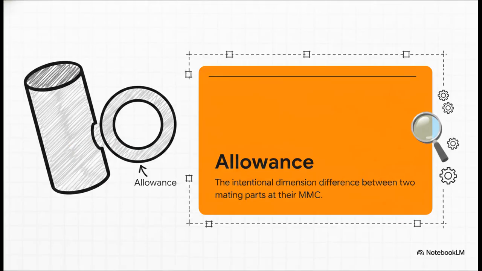And finally, Section 5, allowances and fits. We have talked a lot about tolerance today, but we really have to contrast that with allowance. Tolerance is the acceptable error allowed on a single individual part. Allowance, though, is the intentional, designed relationship between two parts at their maximum material condition. It's the minimum hole size minus the maximum shaft size. Essentially, it is the deliberate gap or lack of a gap engineered right into the blueprints from day one.